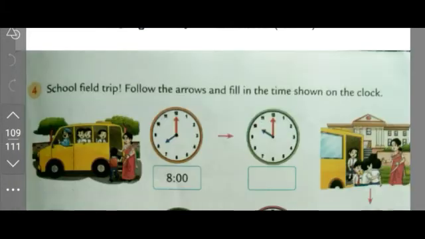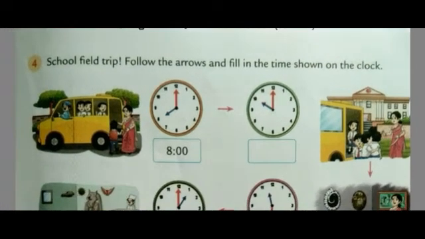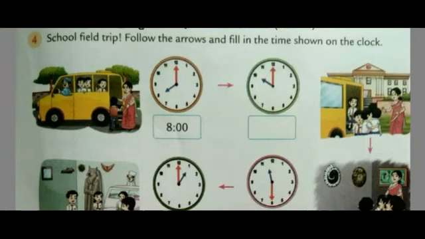Moving on to the next question. That is school field trip. Follow the arrows and fill in the time shown on the clock. We need to follow these arrows that are given here, and then we have to write the time that is shown on the clock. So let's start. First one is already done. We'll see the arrow where it is going. It's going in the right direction here.